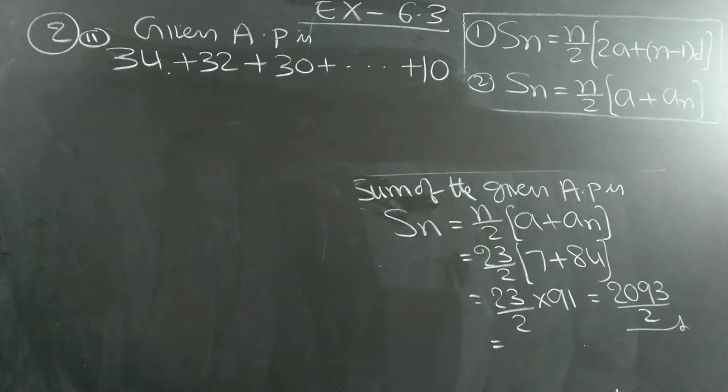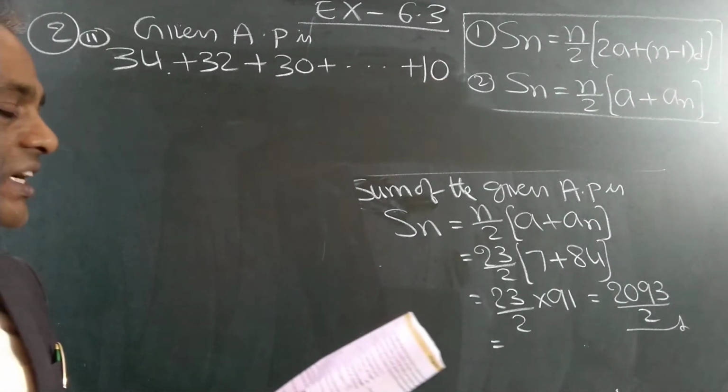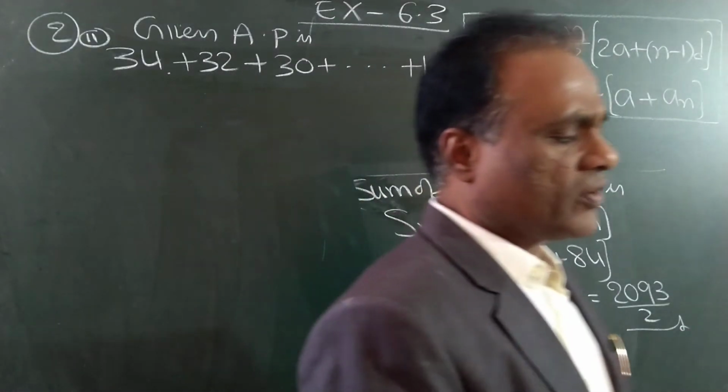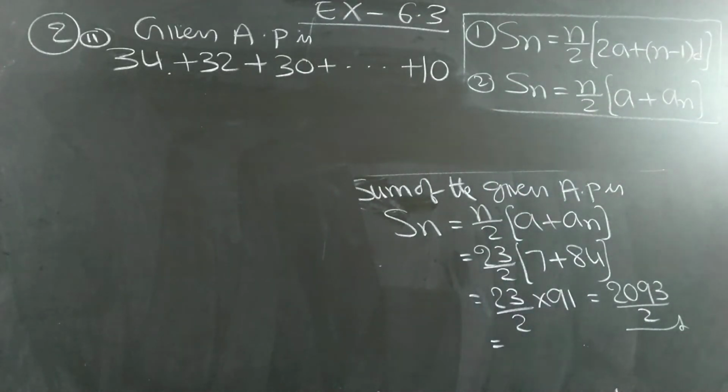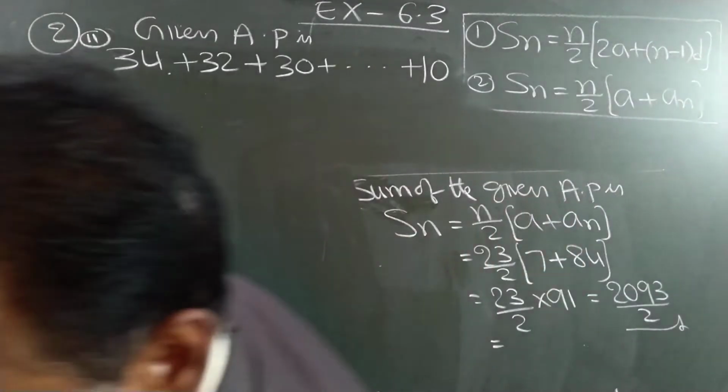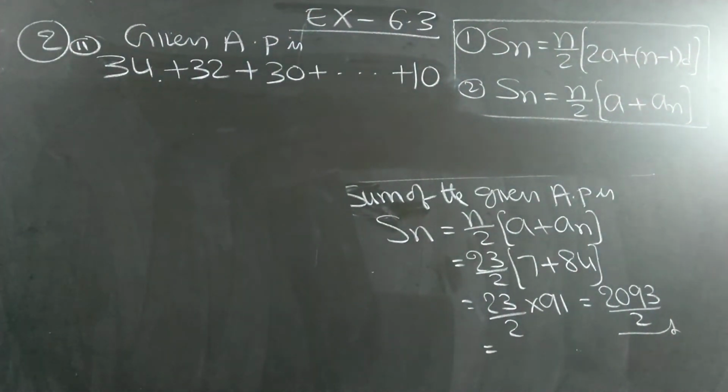Find the sum of this series: 34, 32, 30, and so on, 28, 26, 20, with a difference of 2. So that is a given AP. And what is the sum of this AP? That is our question. Find the sum of this arithmetic progression.